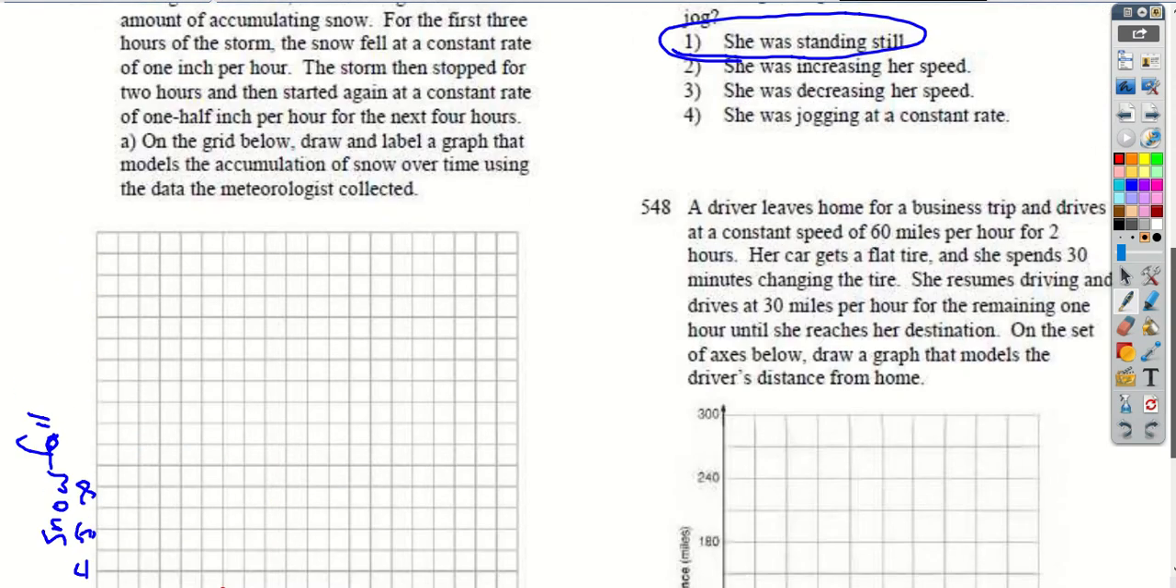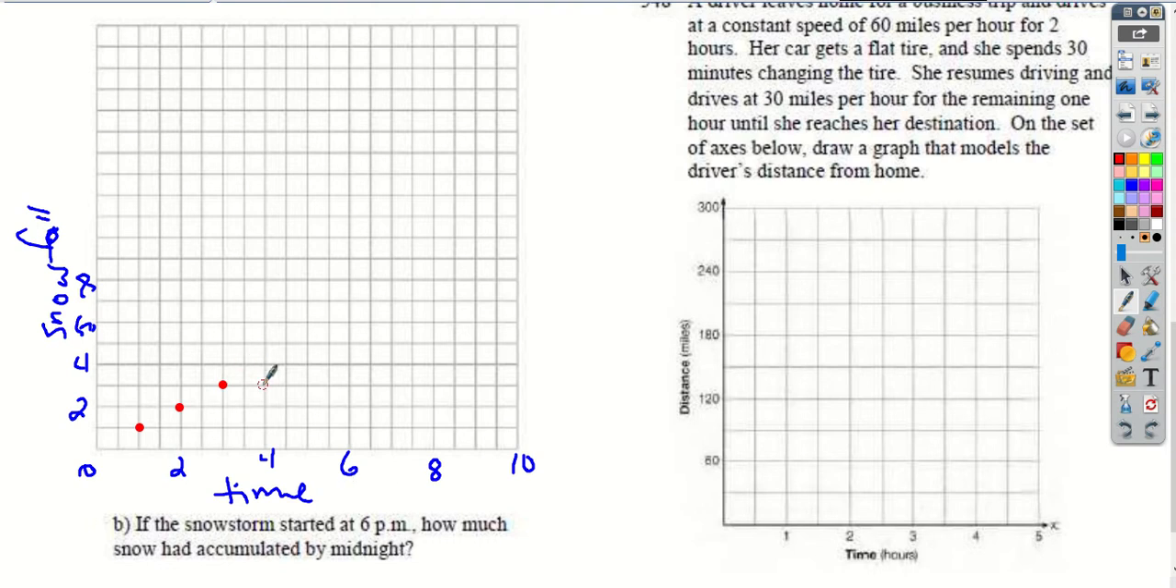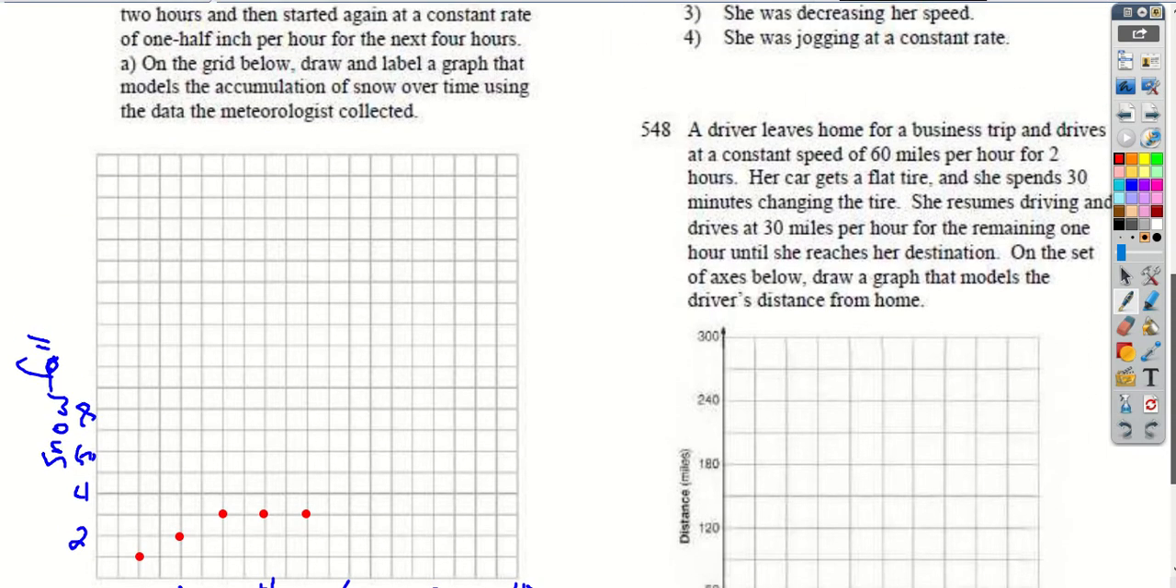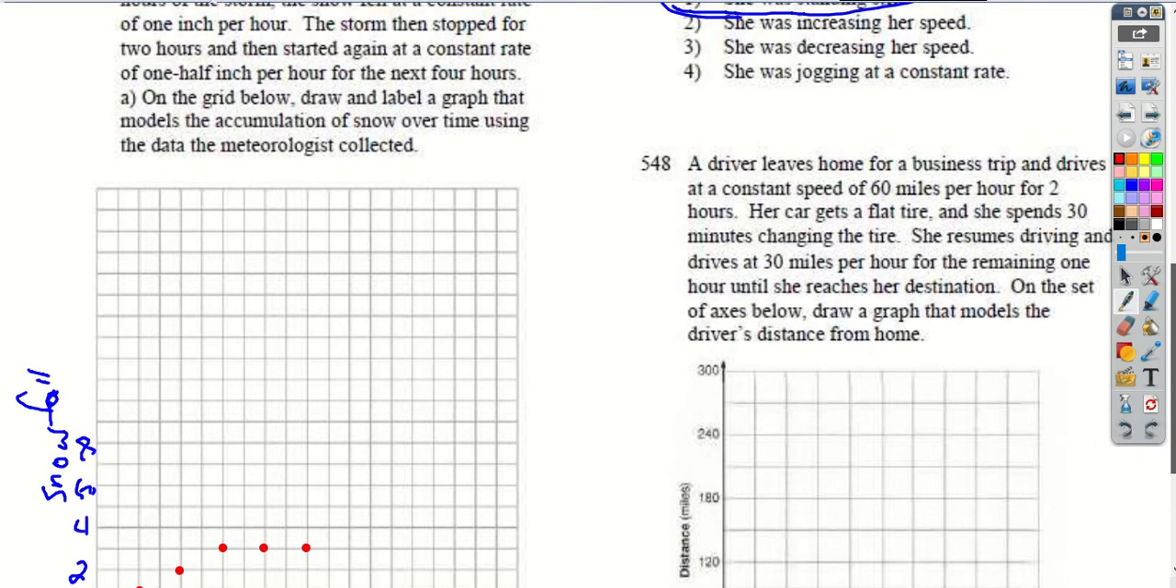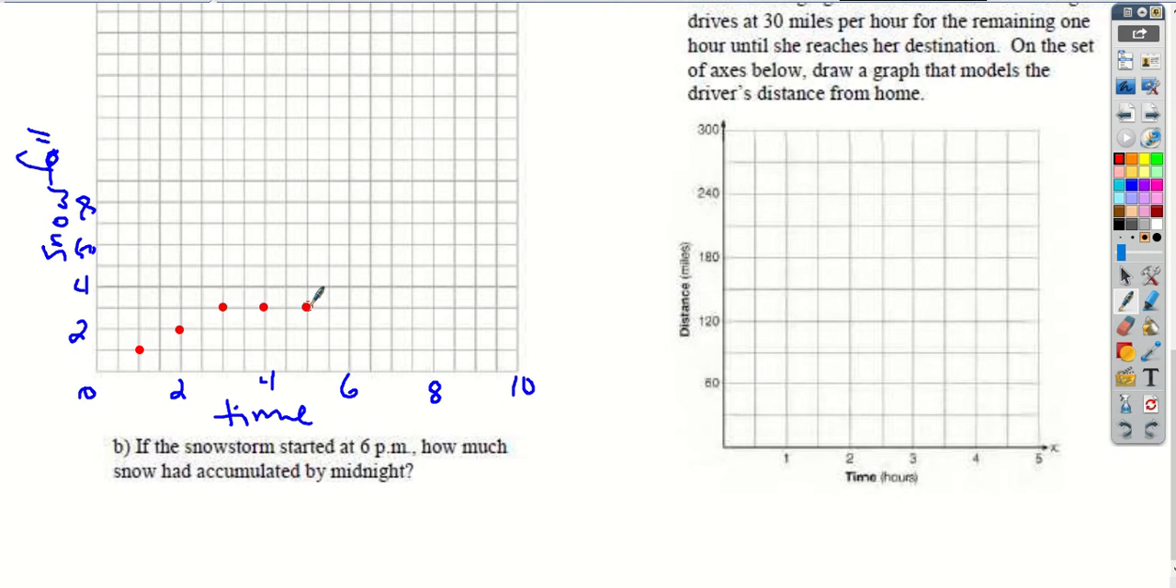Okay, then it stayed still for 2 hours. So from 4 to 5, we didn't go at all. And then for the next 2 hours, it went a half an inch per hour. Okay, so 1/2 inch. So right now we're at 3. So at hour 6, we were at 3.5.